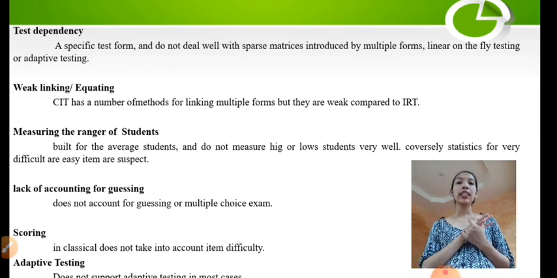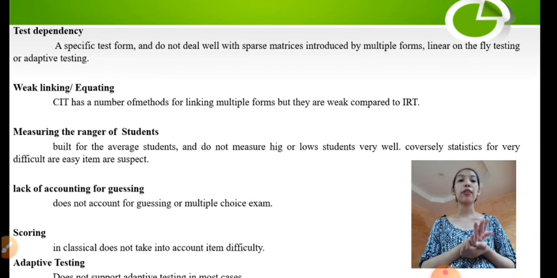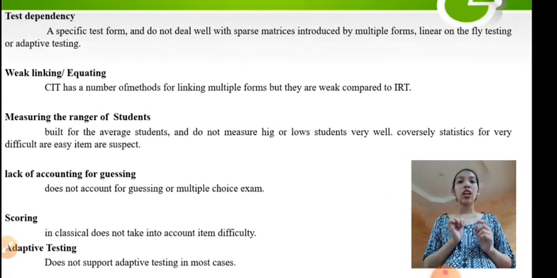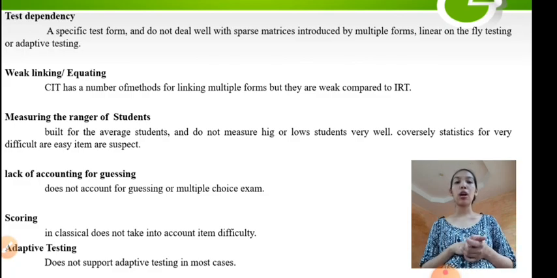The fourth one is lack of accounting for guessing. It does not account for guessing on a multiple choice exam. Fifth, scoring. In classical test theory, scoring does not take into account item difficulty. Last would be adaptive testing. It does not support adaptive testing in most cases.